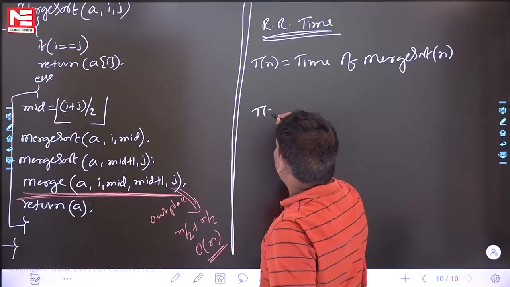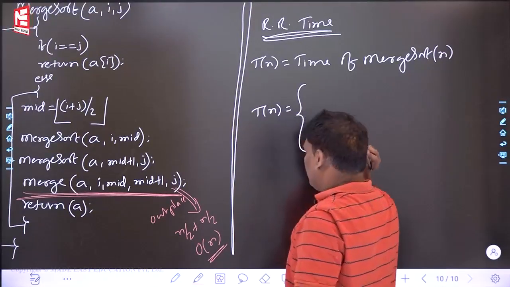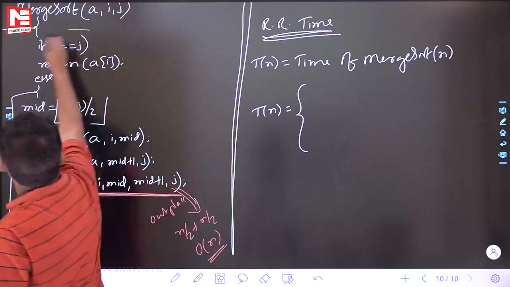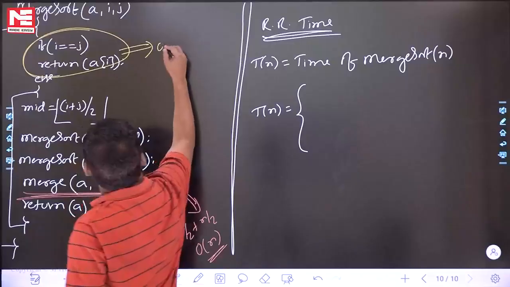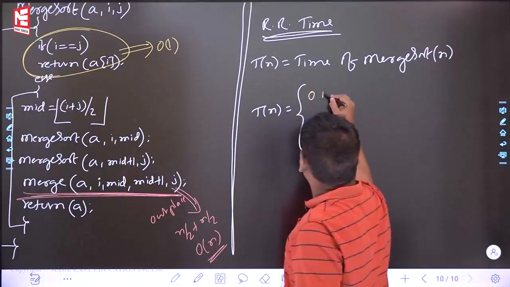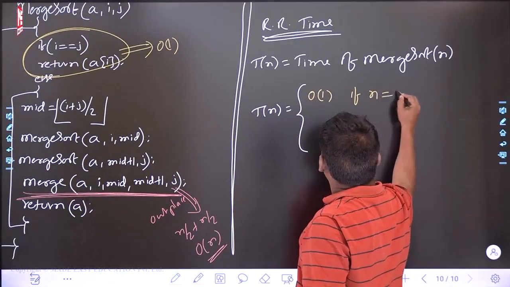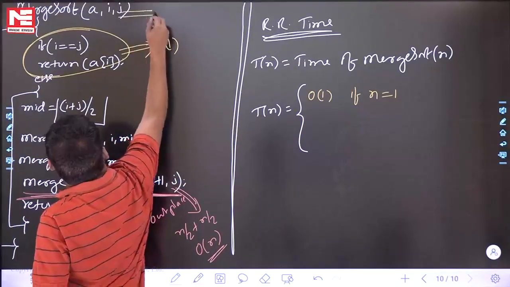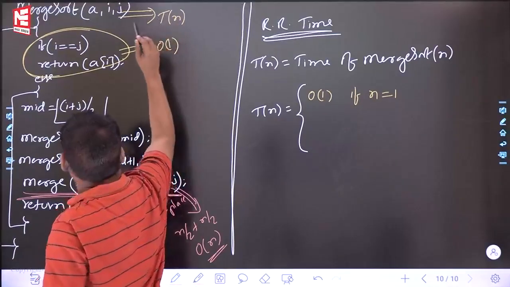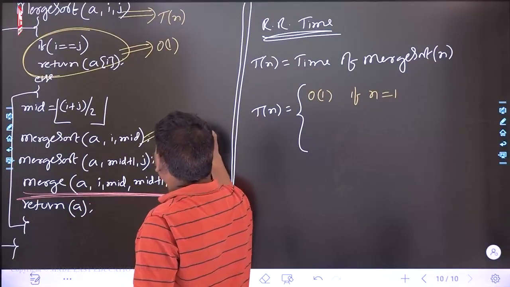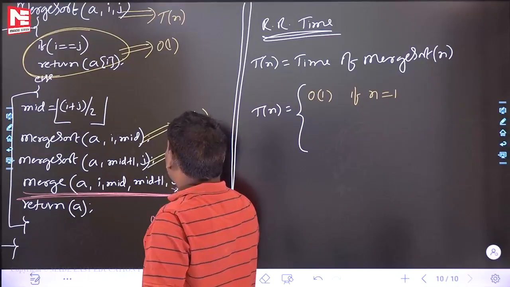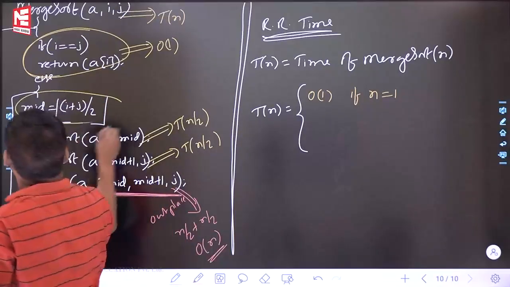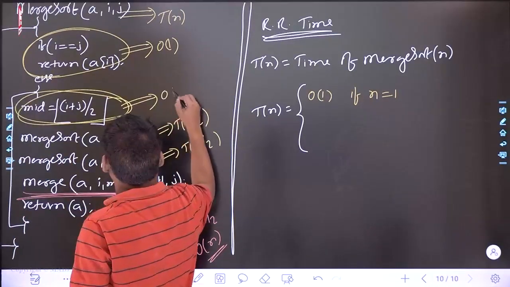Then time complexity Tn is equal to... You only say, what is the answer? For a small problem, how much time? Constant time, if n is equal to 1. Next one. For a big problem, n elements merge sort is Tn time. If you believe that is true, n by 2 elements merge sort is Tn by 2. Like that. Because in the divide step no loop is there, time complexity is constant.